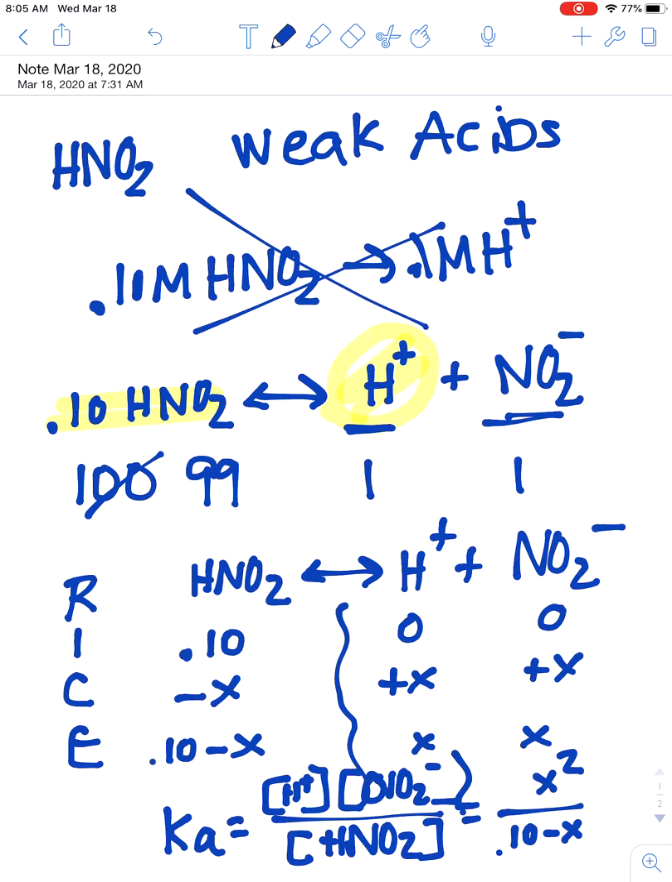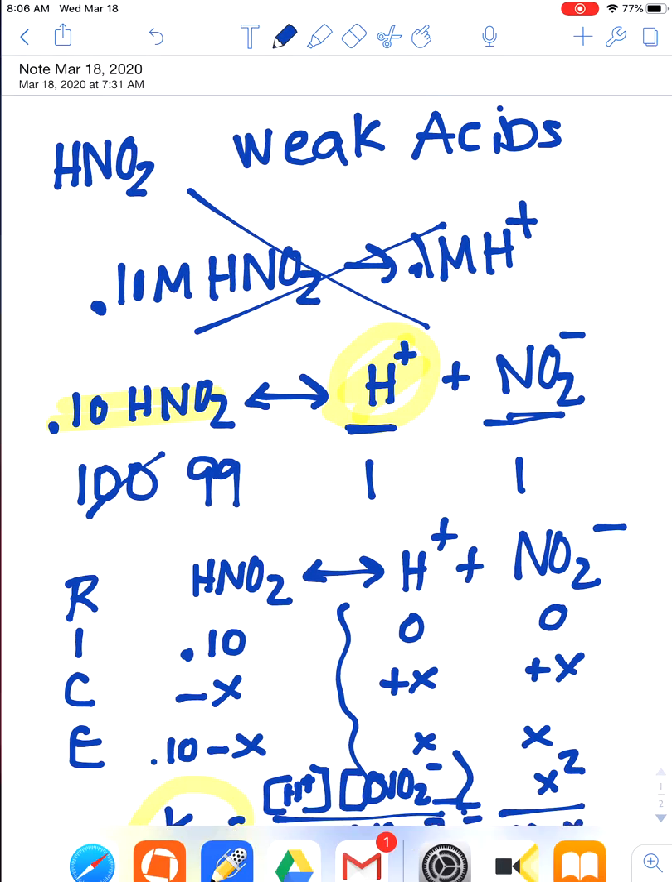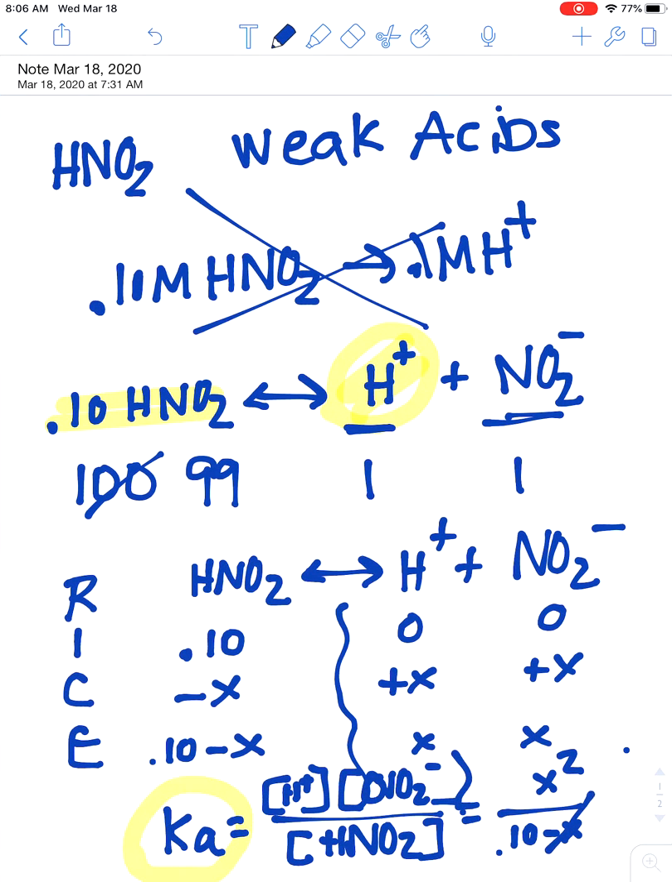For this type of problem, you would be given the Ka, and then you could go ahead and solve for x. Now for every weak acid, the good news is you can use the simplifying assumption because the Kas are going to be very small. So you can get rid of that x, and it makes it much easier to solve.